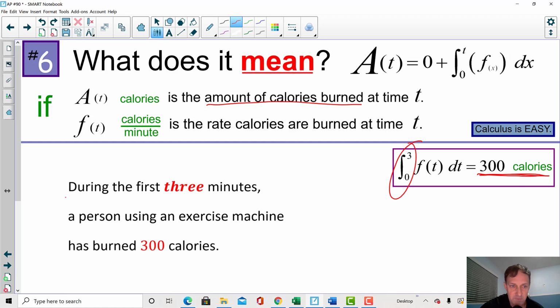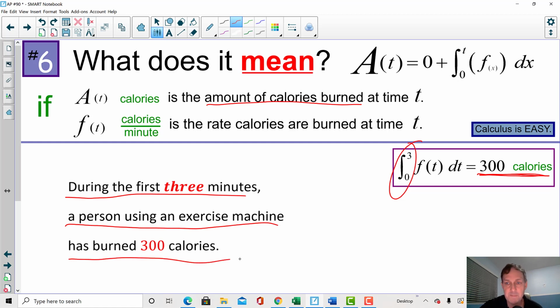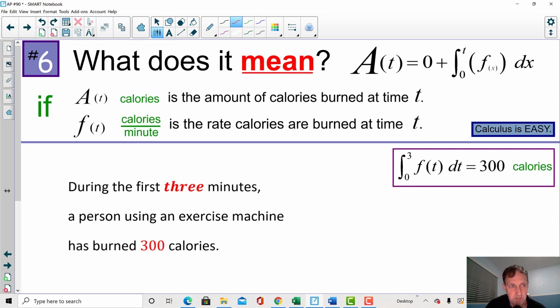So I'm going to say during the first 3 minutes, a person that's using an exercise machine has burned 300 calories. That would be the meaning of that. All right, let's look at number 7.